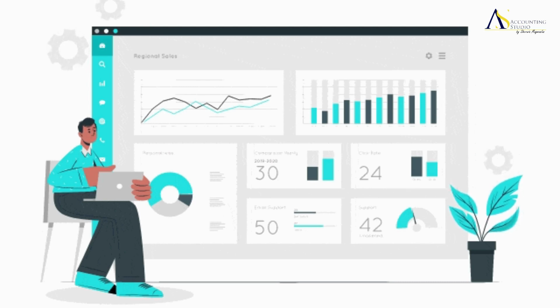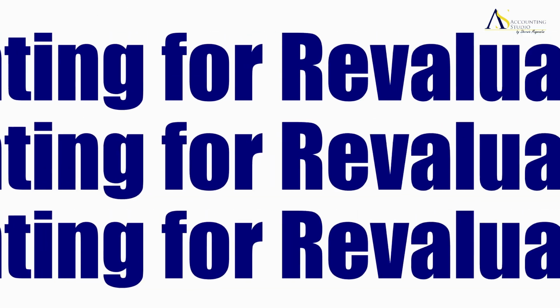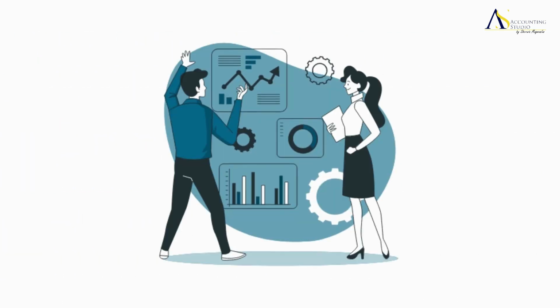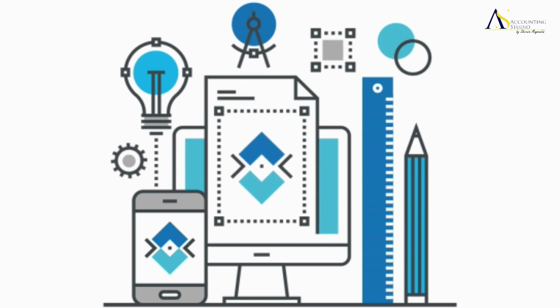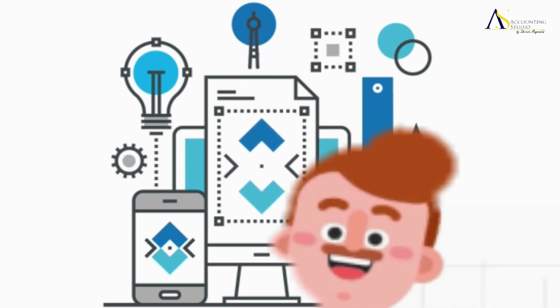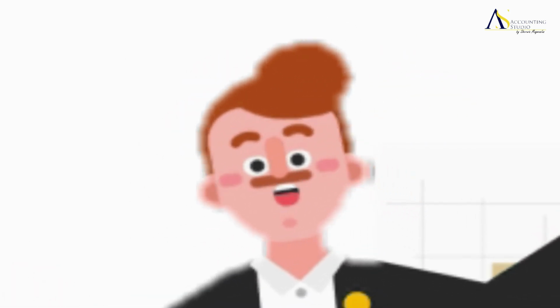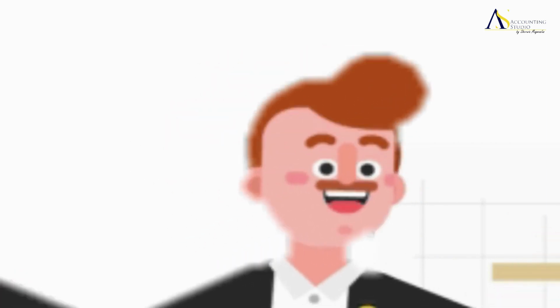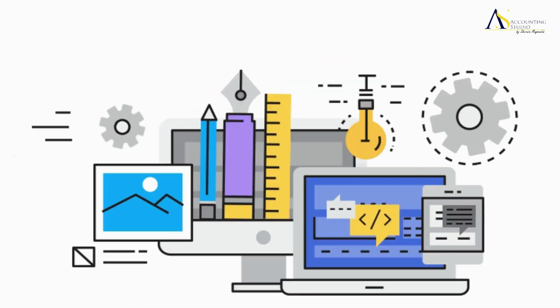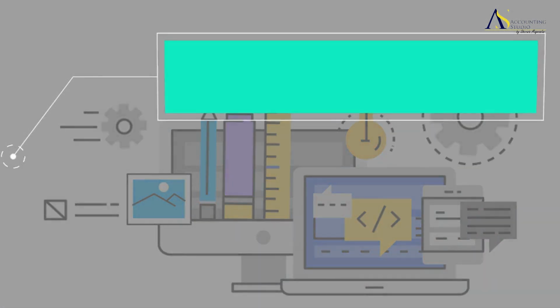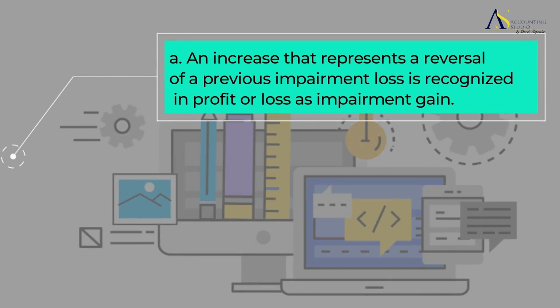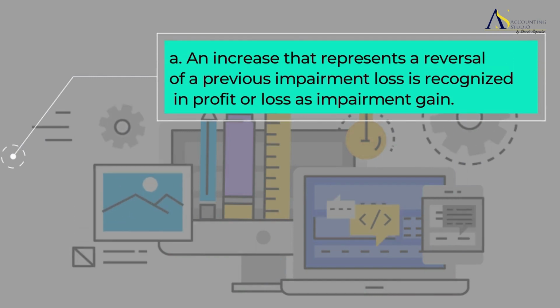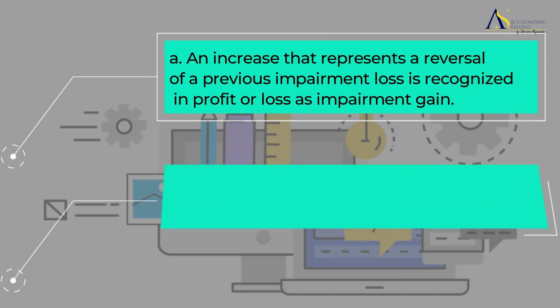Accounting for revaluations. An increase or decrease in the carrying amount of a PPE resulting from revaluation is recognized in other comprehensive income and accumulated in equity under the revaluation surplus account, except for the following. A. An increase that represents a reversal of a previous impairment loss is recognized in profit or loss as impairment gain. B.